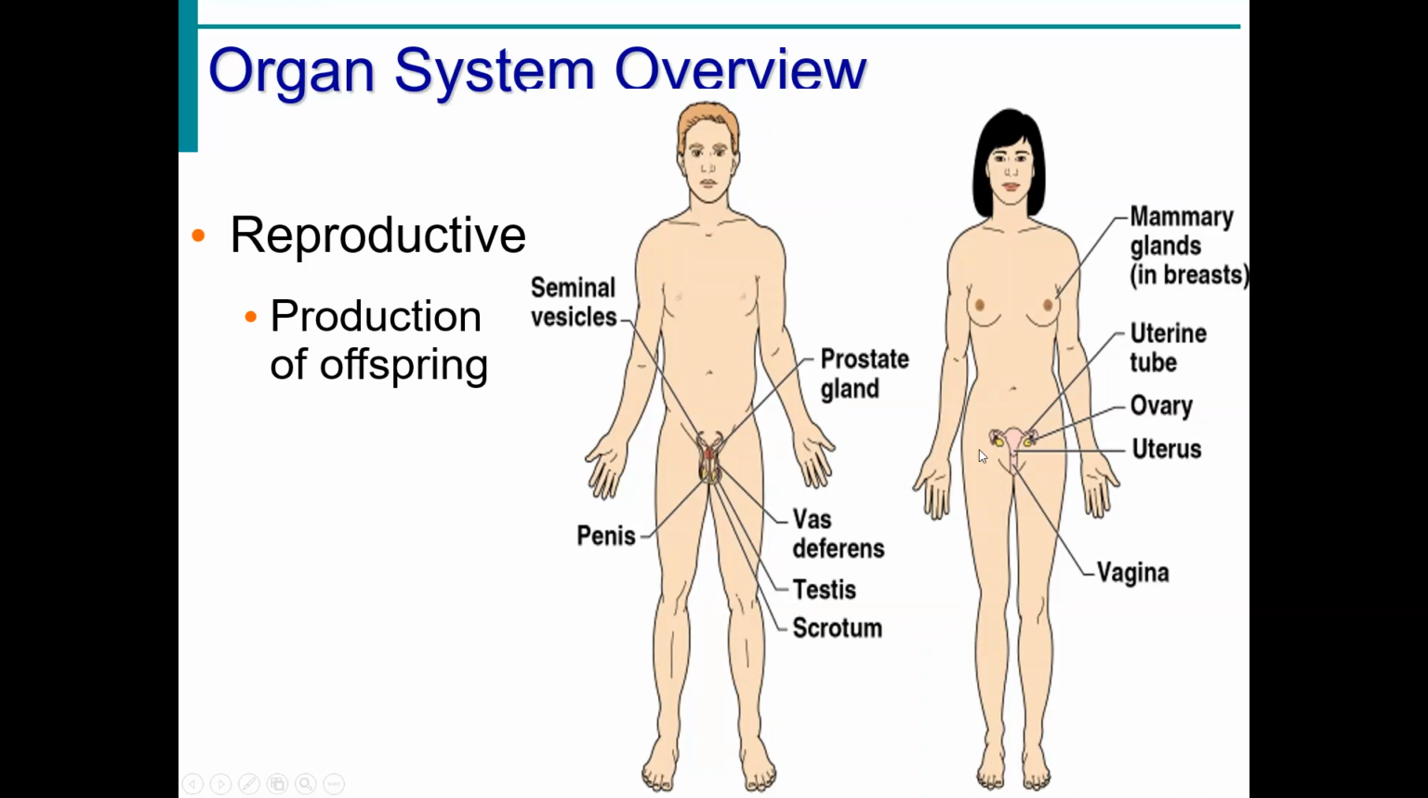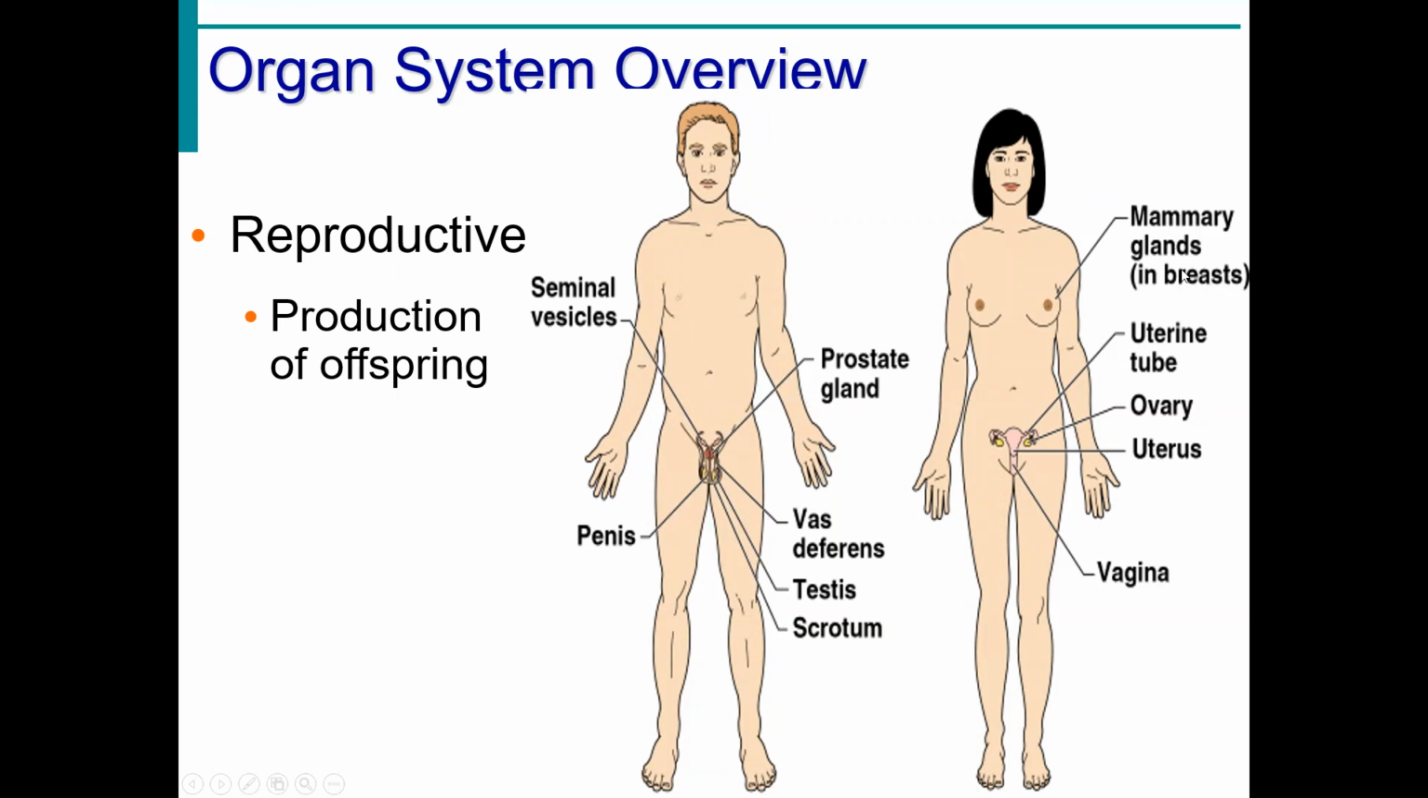This zygote will continue to undergo stages of development into the embryo. And so embryonic development will continue until this new fetus is ready to be delivered. So these are all quite important components of the reproductive system. Seminal vesicles, prostate gland, penis, vas deferens, testes, and scrotum in the male make up the male reproductive system.